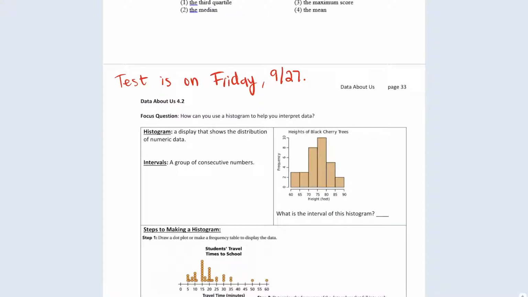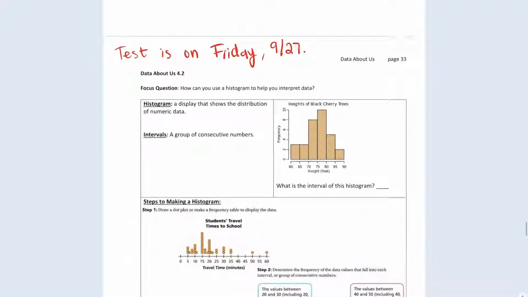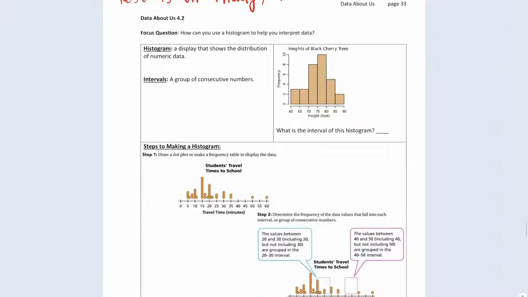All right, let's go ahead and dive right into our lessons for today. Buckle your seatbelts because we're going to take a look at another type of graph. Our focus question: how can you use a histogram to help you interpret data? Yes, that was histogram, not Instagram. They are very different things.